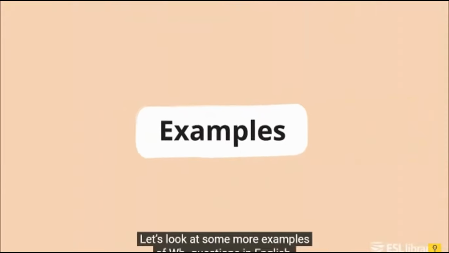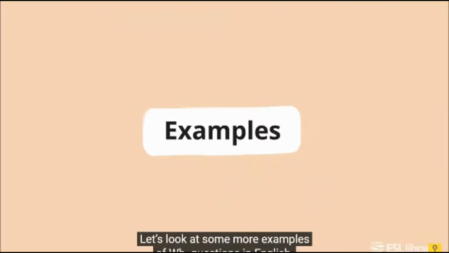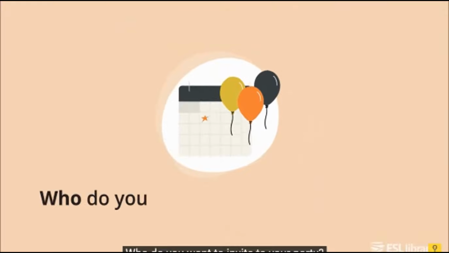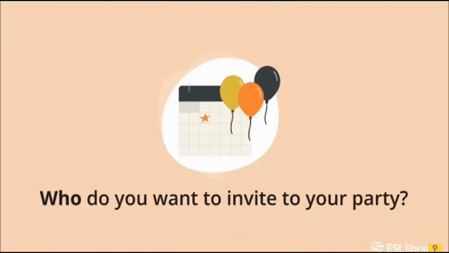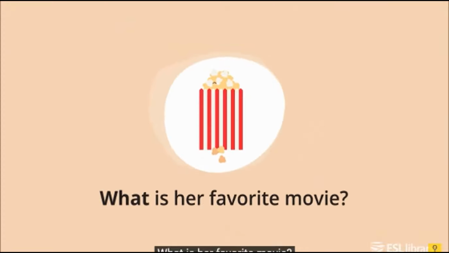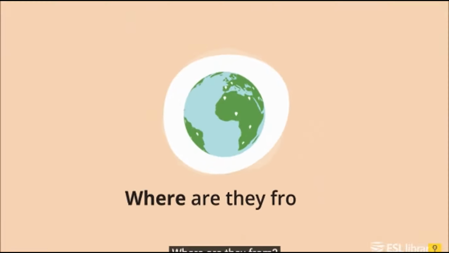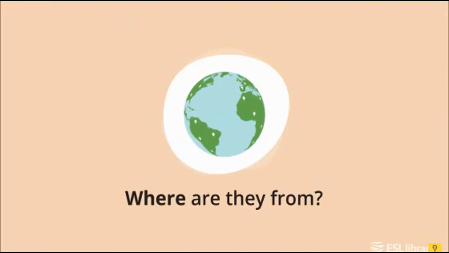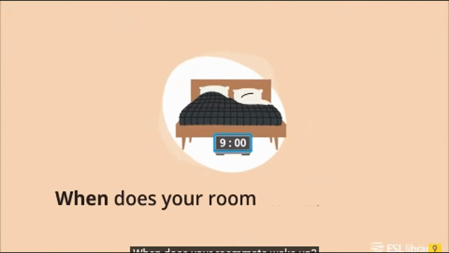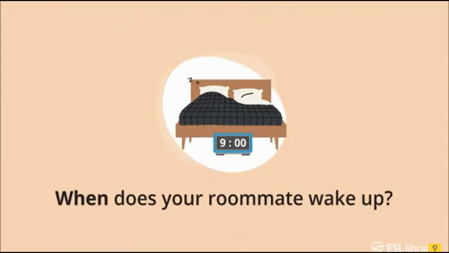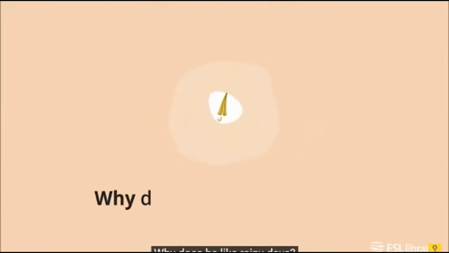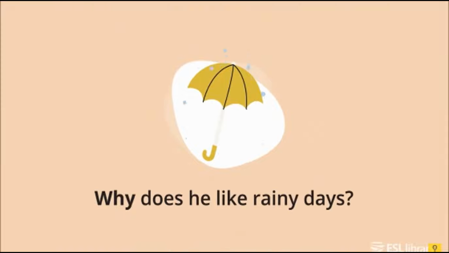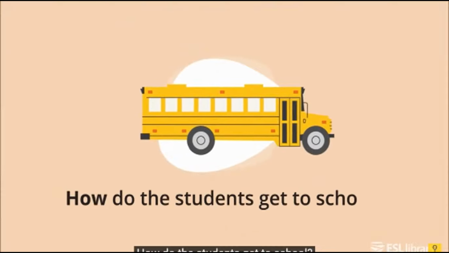Let's look at some more examples of WH questions in English. Who do you want to invite to your party? What is her favorite movie? Where are they from? When does your roommate wake up? Why does he like rainy days? How do the students get to school?